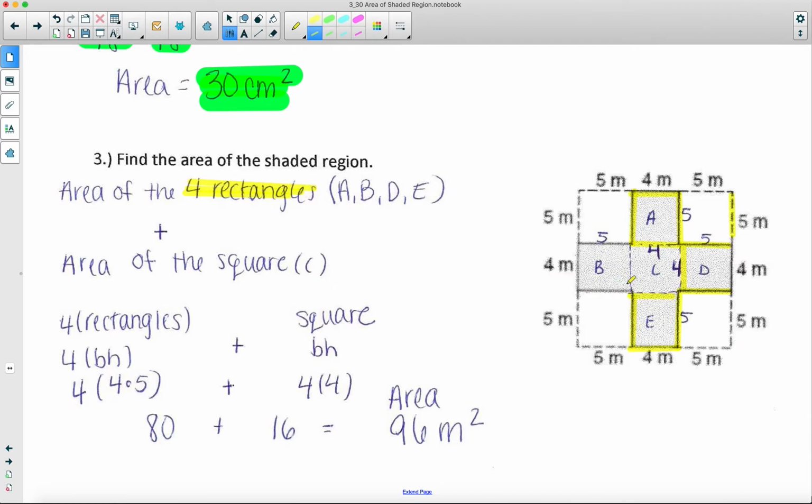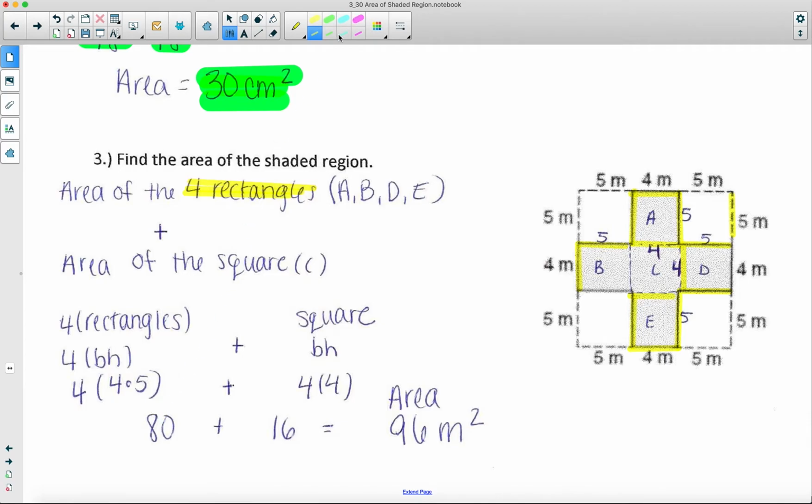And B also, here's my height. My base going across is from here to here, which matches, if I look right up, here to here. So I have 5 here. So A, B, E, and D all have the same area. Base times height is 4 times 5. So I have 4 of them at 4 times 5, which gives me 80, because 4 times 20 is 80.